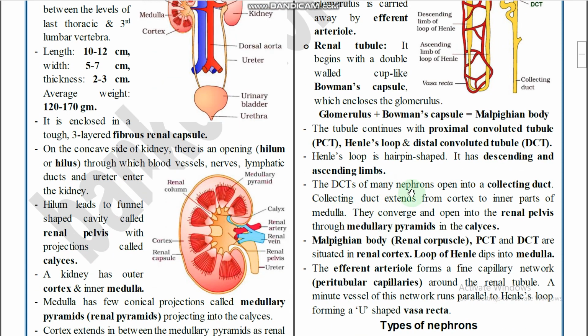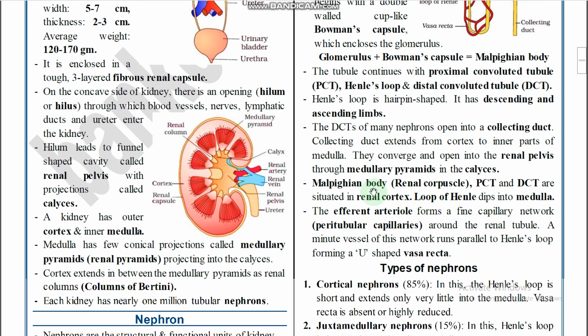The DCT of many nephrons opens into the collecting duct, which extends from the cortex to the inner parts of the medulla. Each nephron does not have its own collecting duct; a group of nephrons opens into one collecting duct. The collecting ducts converge and open into the renal pelvis through the medullary pyramids in the region of the calyces.